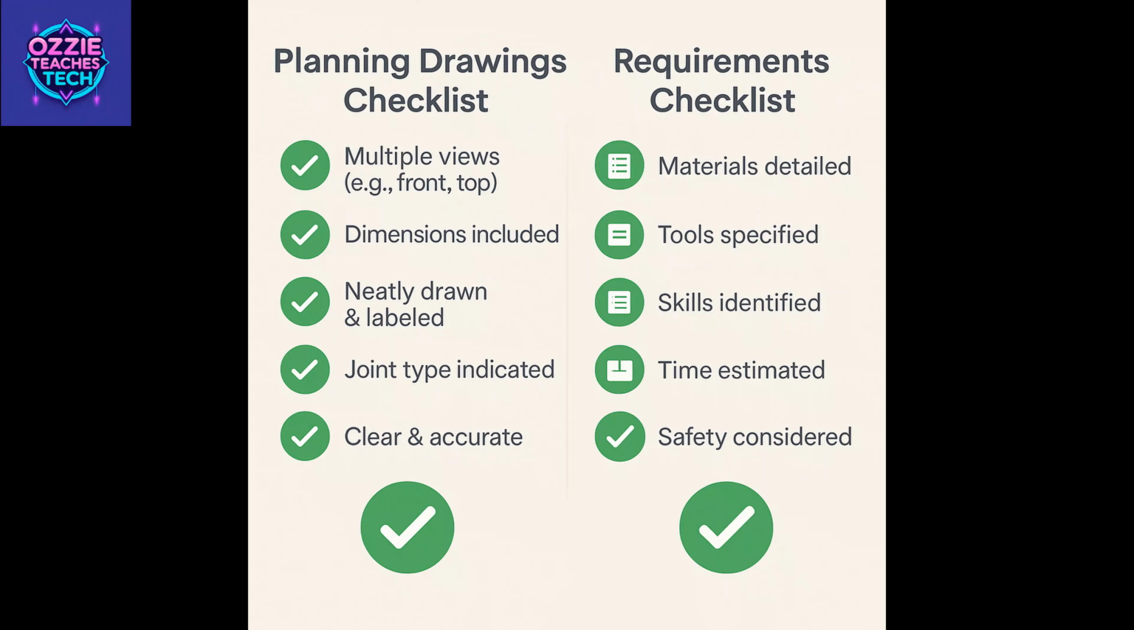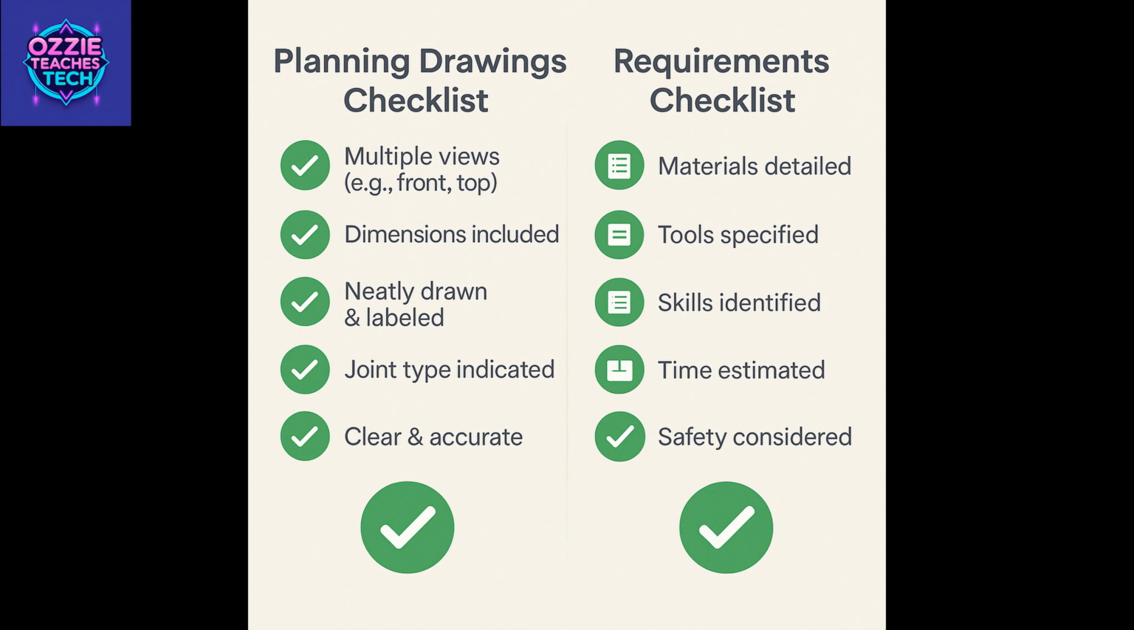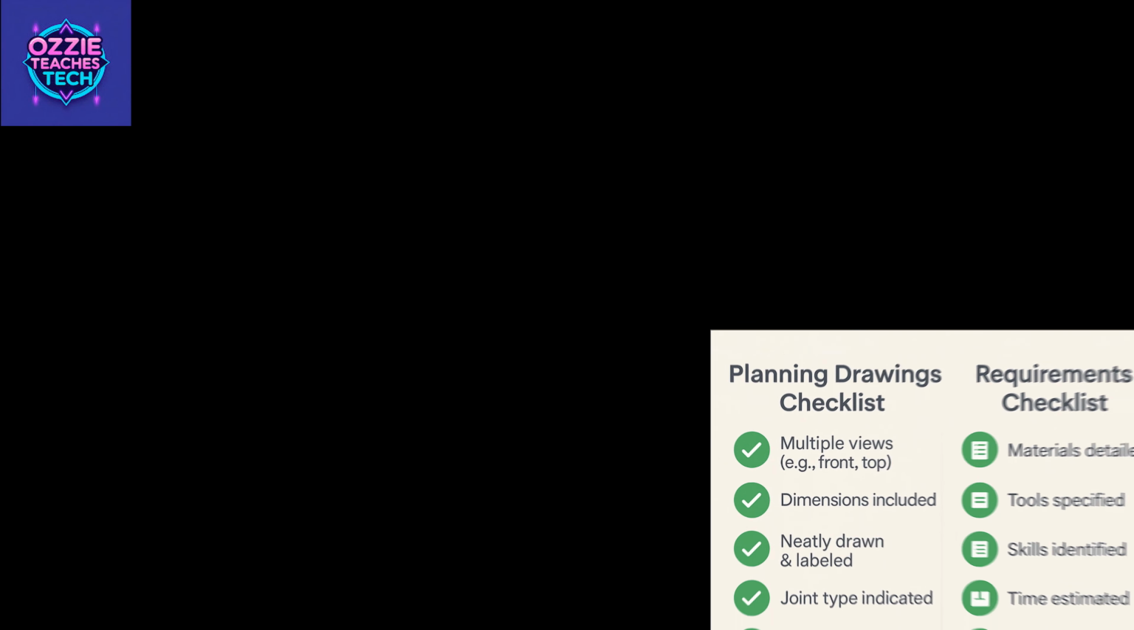Multiple views or perspectives shown. All major dimensions included. Scale clearly stated. Material specified on the drawing. Joining methods indicated. Clear labels and annotations. Professional and neat presentation. Could someone build this from your drawings alone?